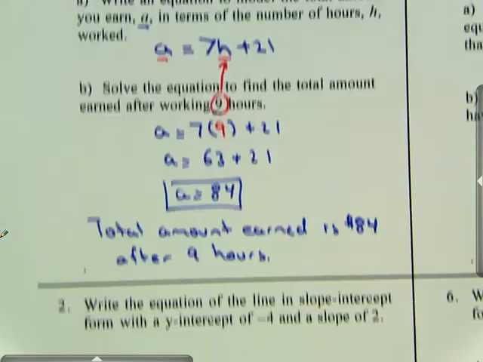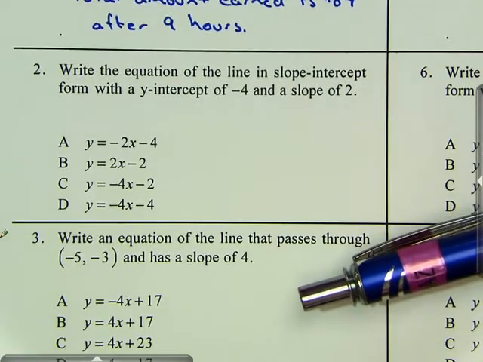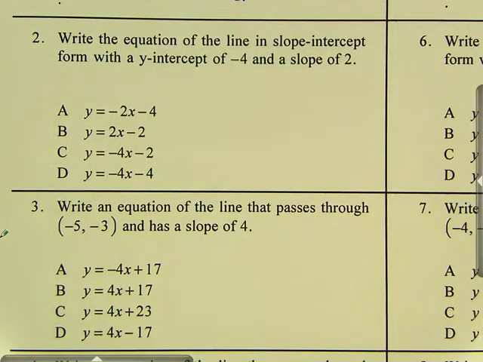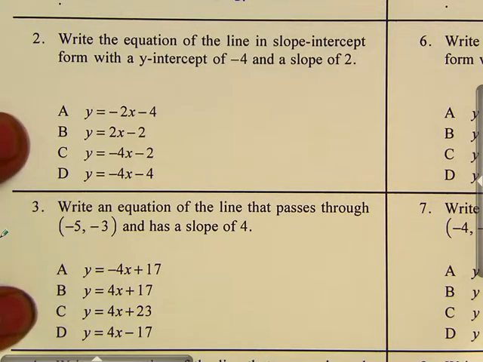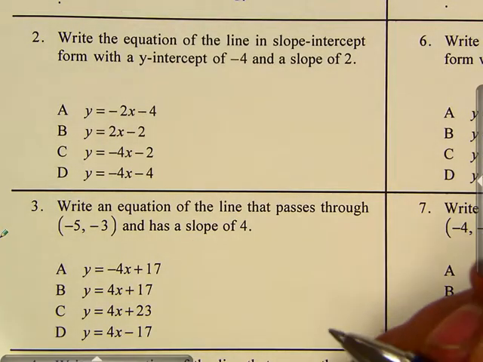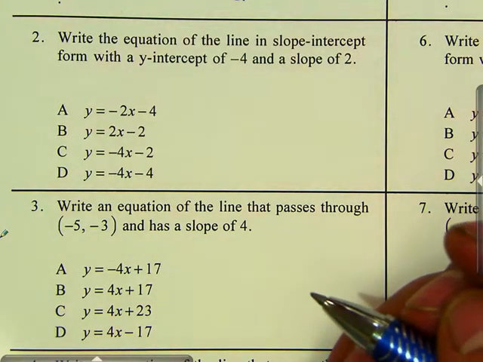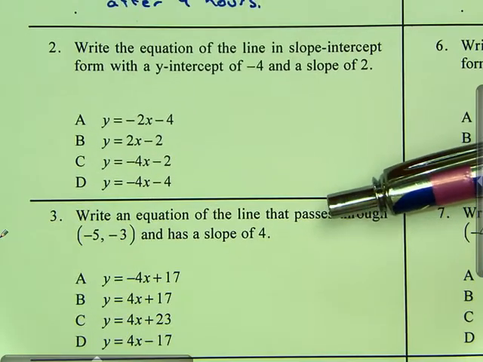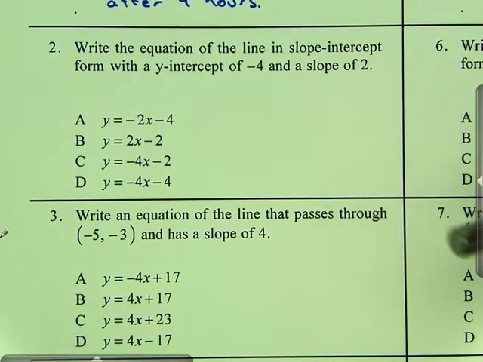Now, let's work on problem number 2 and problem number 3. Problem number 2 and 3 are very similar, and if you notice, your answers, the format's going to be very similar as well. We have two types of equations. We have y is equal to mx plus b, and we have the point slope form, y minus y1 equal to m times x minus x1.